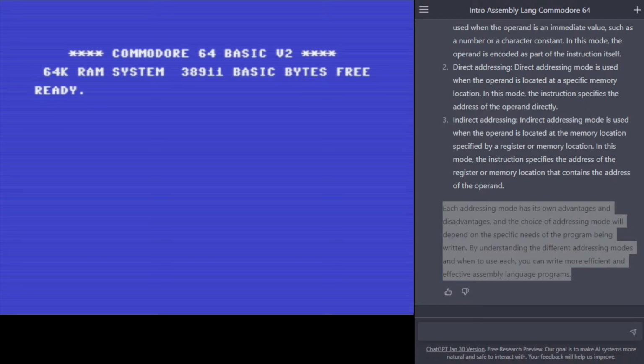Each addressing mode has its own advantages and disadvantages, and the choice of addressing mode will depend on the specific needs of the program being written. By understanding the different addressing modes and when to use each, you can write more efficient and effective assembly language programs. Yeah, okay.